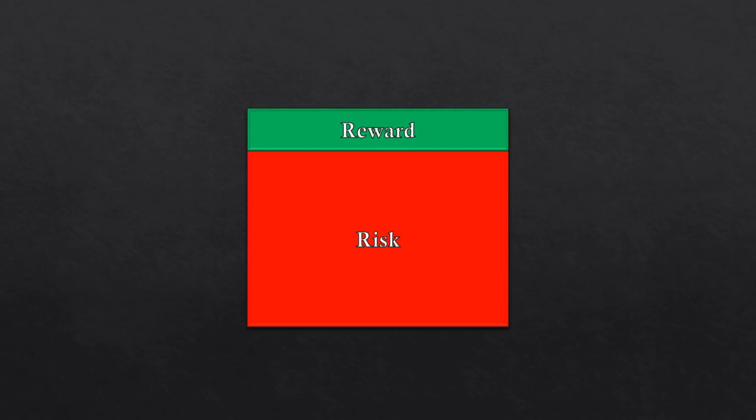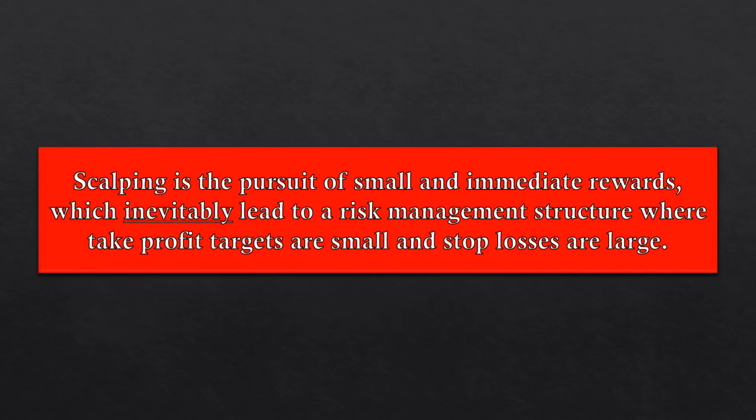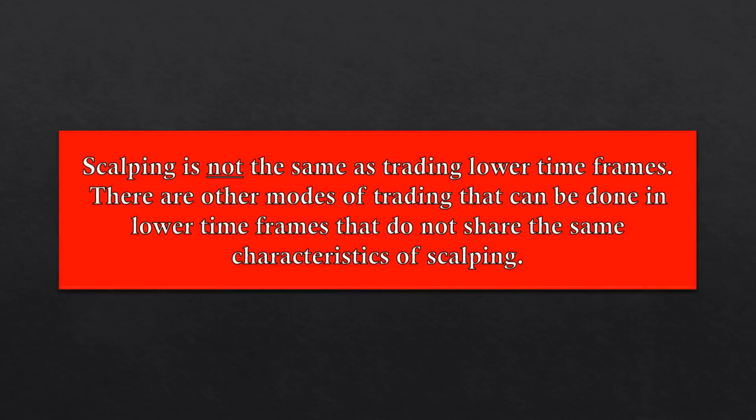That immediately translates into a certain type of risk management structure where take-profit targets are small and stop-loss orders are large. Scalping usually occurs in lower timeframes because traders want as much action as possible, but since the idea of small and immediate rewards is relative, you can theoretically scalp higher timeframes also if you maintain this risk management structure. This is partly why scalping is not necessarily the same as trading lower timeframes.